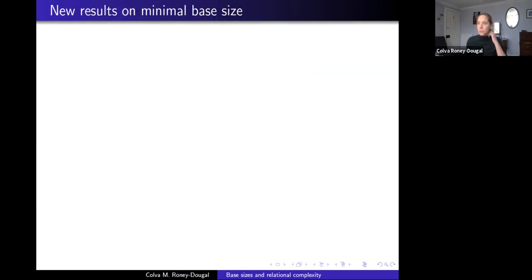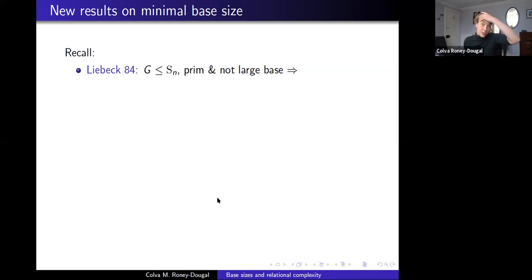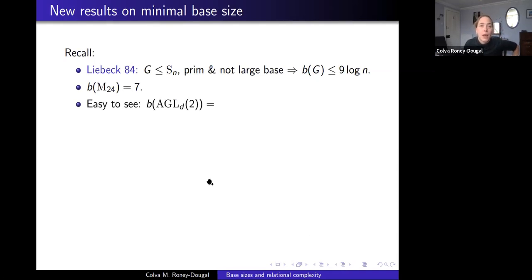So let me give you some new results on minimal base size. I just showed you Liebeck's result that if G is primitive and not large base, then the base size of G is at most 9 log n. I got interested in this for computational considerations and just noticed that there wasn't any proof that that 9 was sharp. And I've also just told you that the base size of M24 is 7.